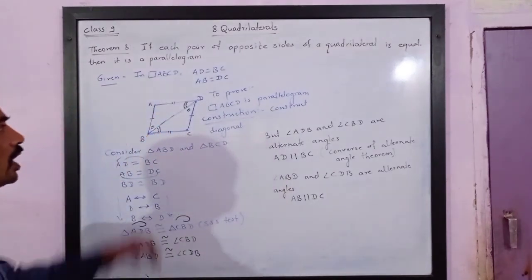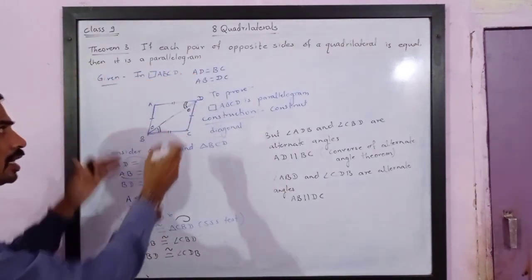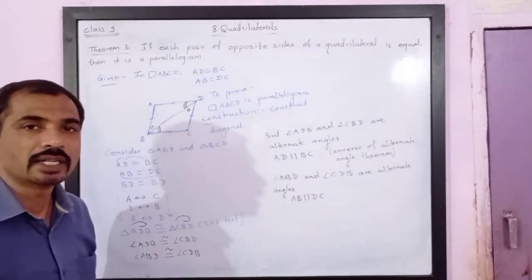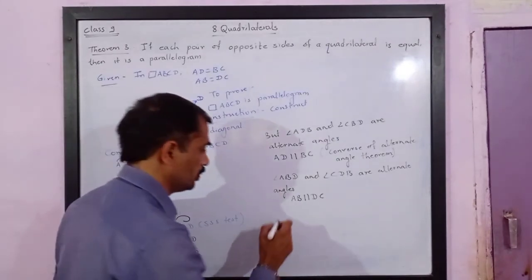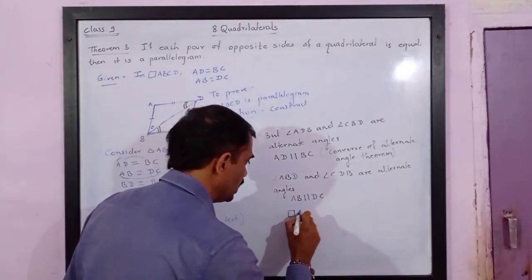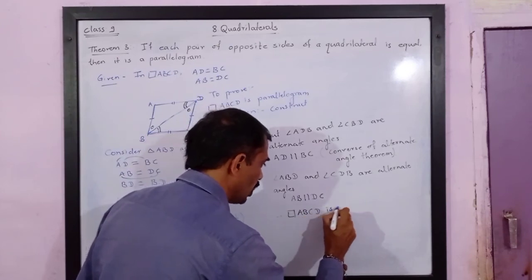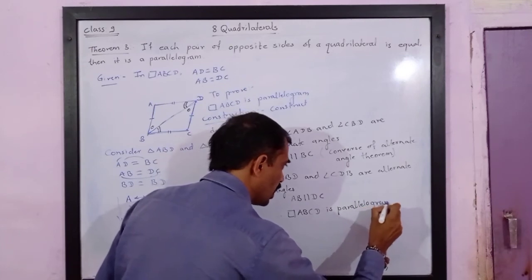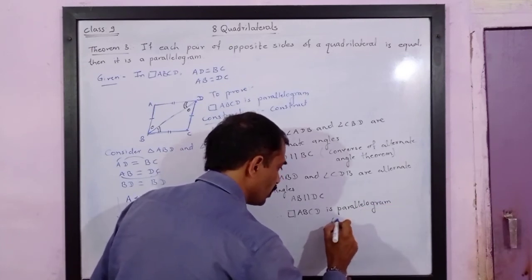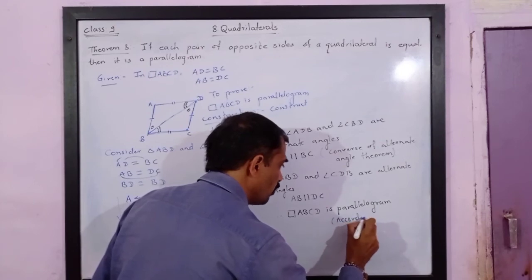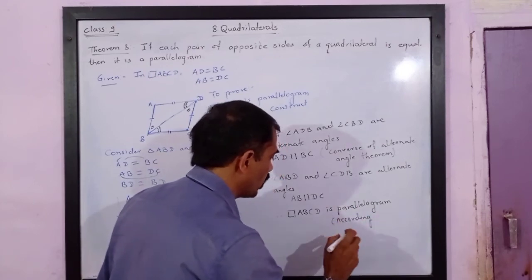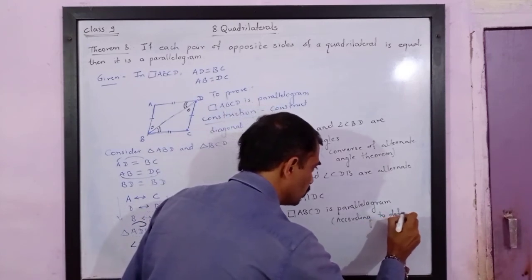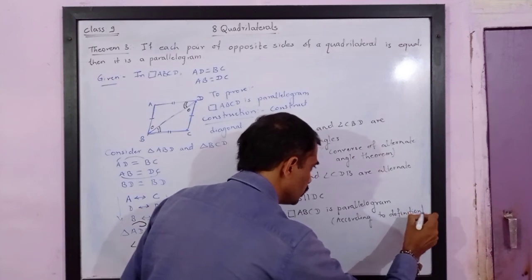Please note, now we have got AD parallel to BC and AB parallel to DC. It means both pairs are parallel. Therefore, I can say that quadrilateral ABCD is a parallelogram according to definition. We have already studied the definition of parallelogram: if opposite sides are parallel, then we call that quadrilateral a parallelogram.